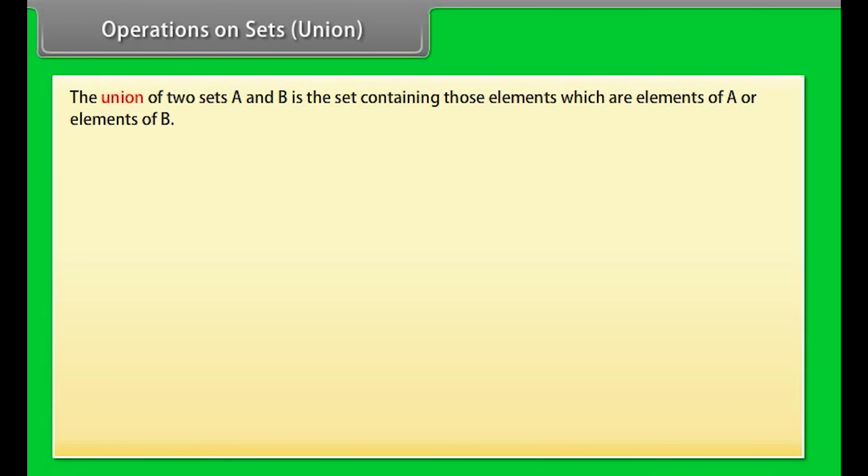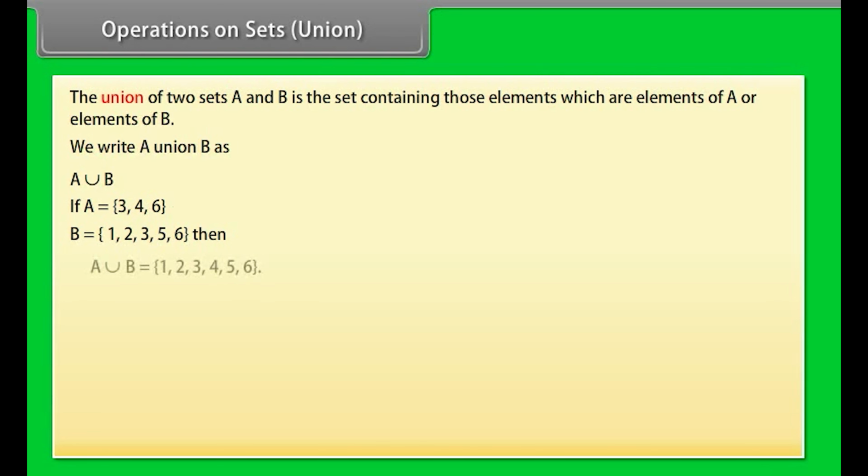Operations on sets. The union of two sets A and B is the set containing those elements which are elements of A or elements of B. A union B can be written this way. If A = {3, 4, 6} and B = {1, 2, 3, 5, 6}, then A union B = {1, 2, 3, 4, 5, 6}.